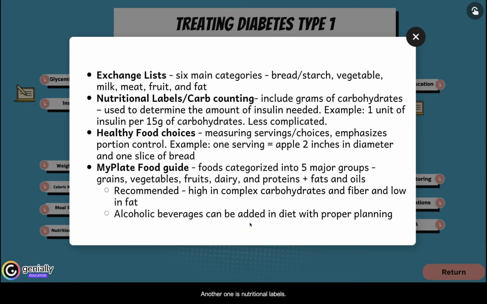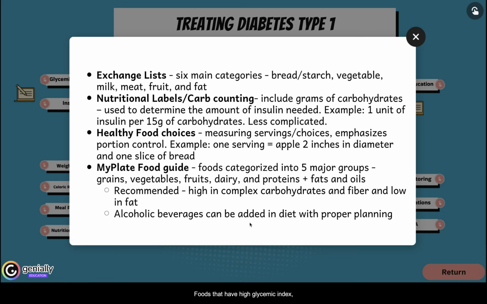Another one is nutritional labels, being able to read nutritional labels, and carb counting. We're going to practice carb counting also in Skills Lab. We want to teach patients how to count their carbs, because sometimes the doctor might say, okay, you're going to take 1 unit of insulin for every 15 grams of carbs that you're eating, right? It's actually less complicated, so we need to teach them how to count those carbs, using nutritional labels, the labels on the food items, making healthy food choices, right? And teaching them what choices are best for them.